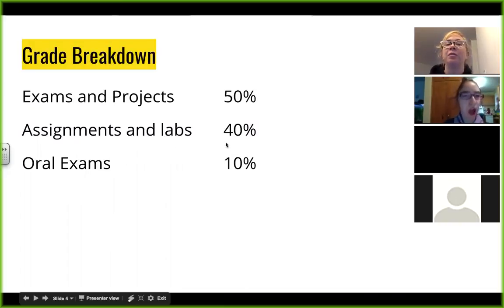Assignments and labs are going to be 40% of your grade, and then the oral exams are 10% of your grade. Hopefully that will encourage more people to do them. We can do them during the middle school lab, or we can do them on the phone. So just email me when you want to do yours, and we can set that up.